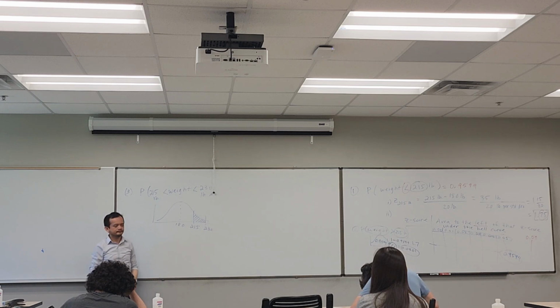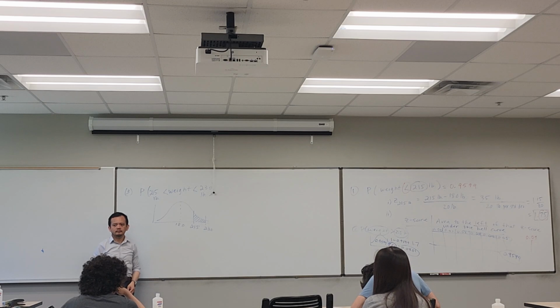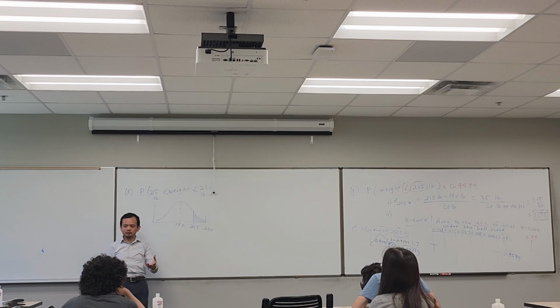Yeah. Well, first I would get what 215 is, and then I would subtract that from 1 to get everything to the right, which would be like 215, and then I would get 230, and then the area below that, and then I would subtract that from the answer we had before. Okay, very good. So that's definitely one way that you could do it.